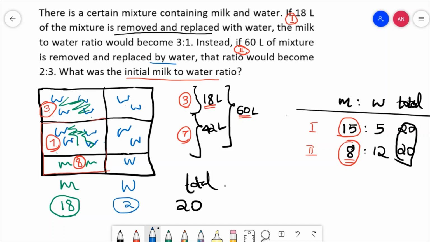So what is the answer for this question? Milk to water ratio will be 18:2, so 18:2 reduced will be 9:1. I think this is an interesting way to look at this question, and you can solve more questions using this method.